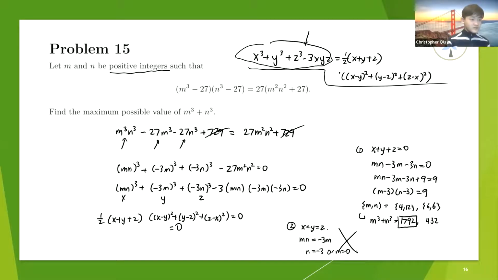In fact, this right-hand side we can rewrite as x plus y plus z times (x squared plus y squared plus z squared minus xy minus yz minus zx). And this is an interesting factorization of x cubed plus y cubed plus z cubed minus 3xyz that comes in handy once in a while.